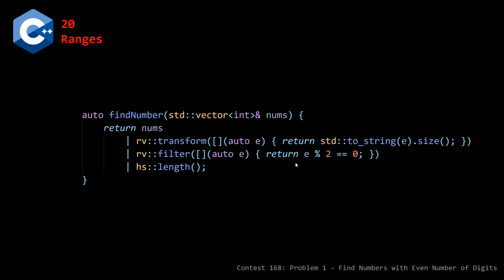Then we're filtering for the even number of digits, and then we're reducing this down into the single number, which represents the number of integers that have an even number of digits.